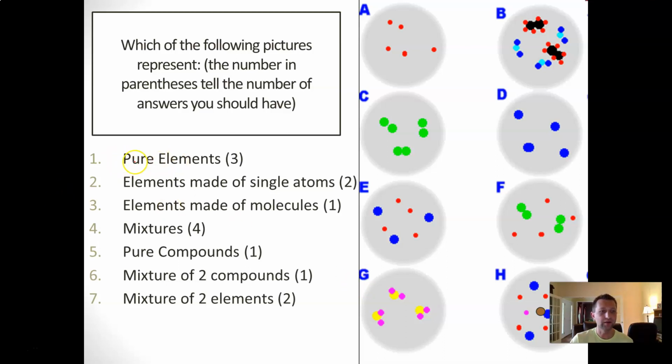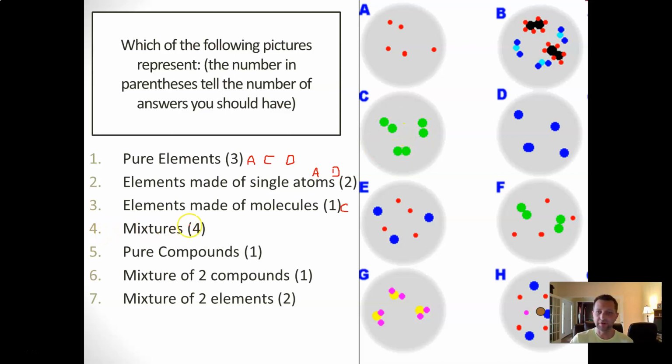So number 1, you have pure elements. There are 3 of them. A is a pure element. What else? C and D. Those are all pure elements, 1 type of atom. That's it. Number 2, elements made up of single atoms. Out of A, C, and D, 2 of those are elements made of single atoms. That is going to be A and D. Number 3, elements made up of molecules. That would only be C. That's our element here, and you have 3 molecules, all the same.